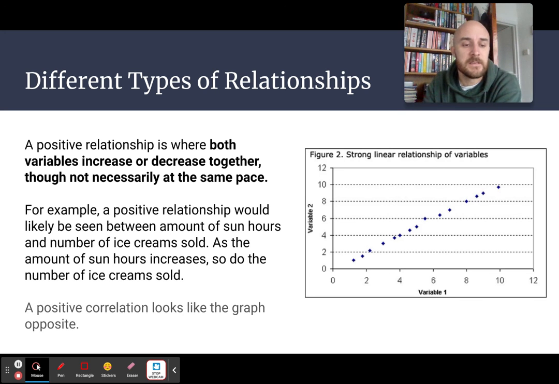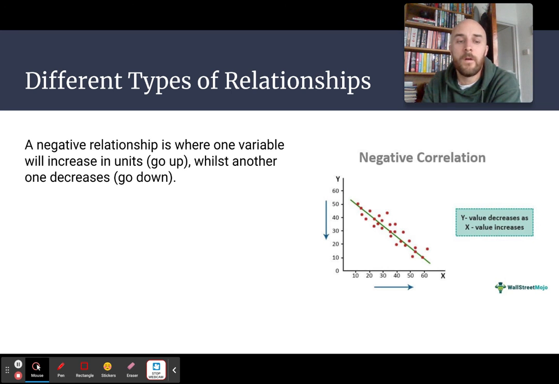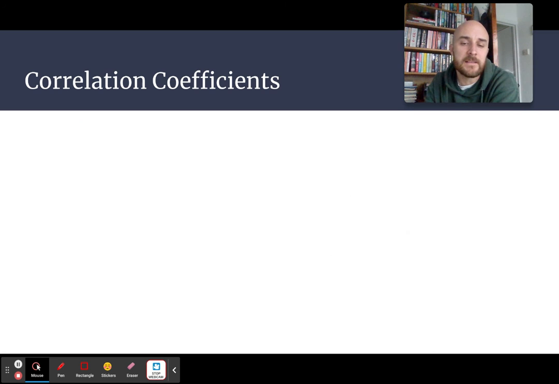Yes, we've already seen this. And then a negative correlation is when one variable goes up in units, another one goes down, and you've got that one just there. So a simple explanation would be, as the sea levels go down, the number of fish that die will go up. You could phrase that multiple ways, as I phrased it earlier. Now, fine, easy. I think so far it's quite easy.